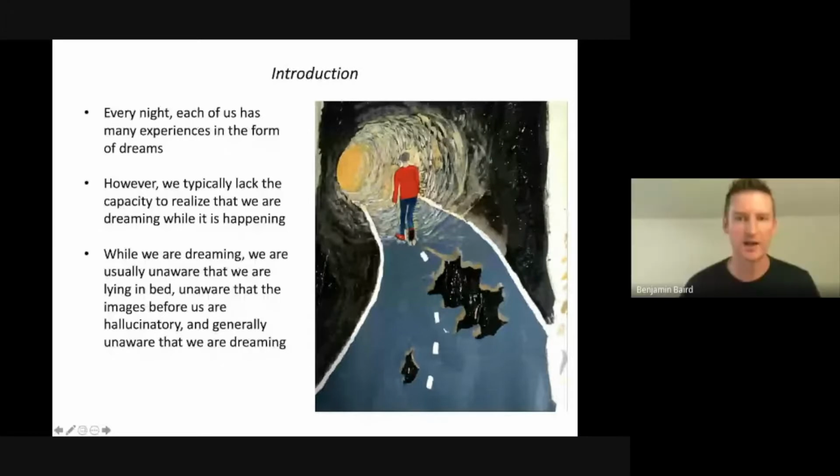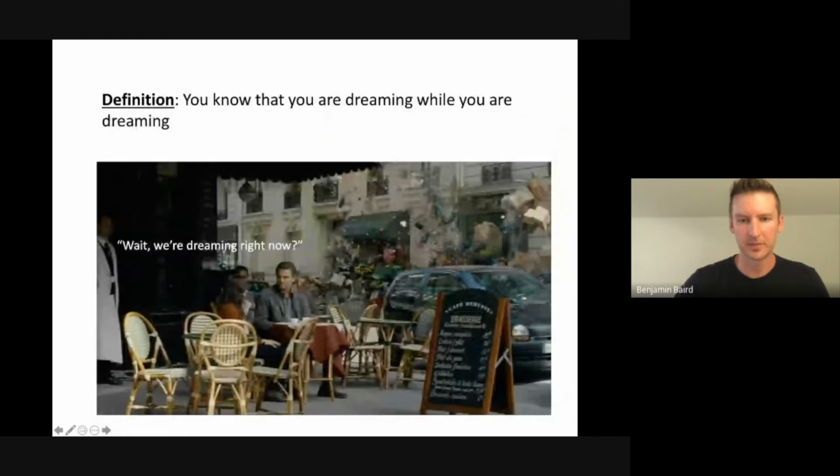So we can say that while we're dreaming, we're usually unaware that we're lying in bed, we're unaware that the images we're seeing are hallucinatory, and we're just generally unaware that we're dreaming. And this is a mystery from the scientific perspective. Why aren't we always lucid? For most people, lucid dreams are the very infrequent exception. And the minimalist definition, which we adopt, is just that you're aware you're dreaming while you're dreaming.